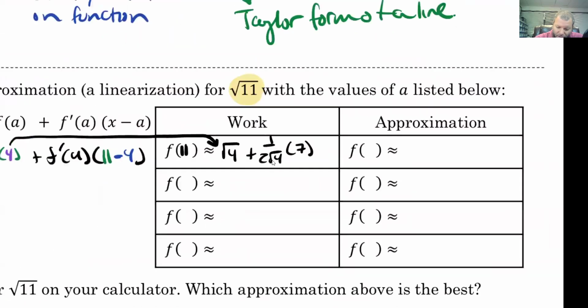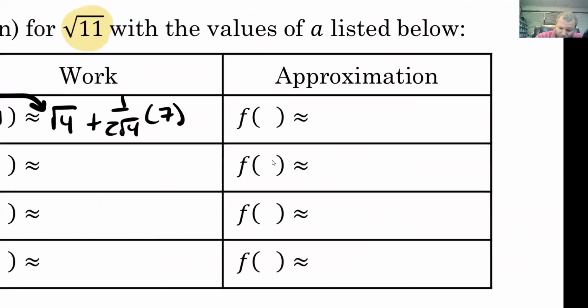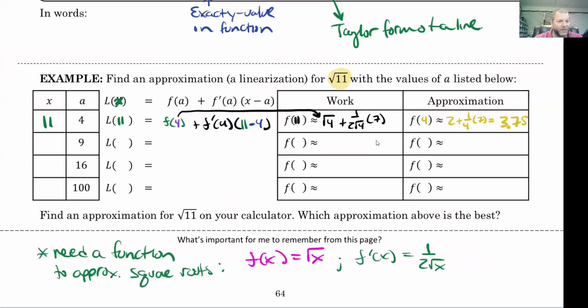So then if we get this approximation, f of 11 is approximately equal to 2 plus 1 fourth of 7, which is 2 plus 7 over 4, 2 plus, what, 1.75 is 3.75. So what we just found is that an approximate value for the square root of 11 is 3.75. That's not too bad, right? We can break out a calculator and check it, but that would be an approximation.